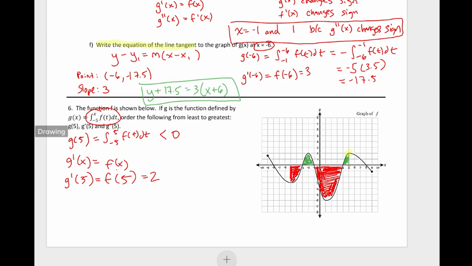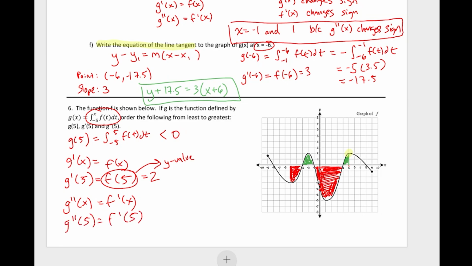To figure that out, we're going to have to differentiate g prime. Since g double prime is the derivative of g prime, which was f of x, the derivative of f of x is f prime of x. Whereas on the previous problem, when we're evaluating f of 5, we report back the y value that we see on the graph, if we want g double prime of 5, which is f prime of 5, we are going to be looking at the slope.